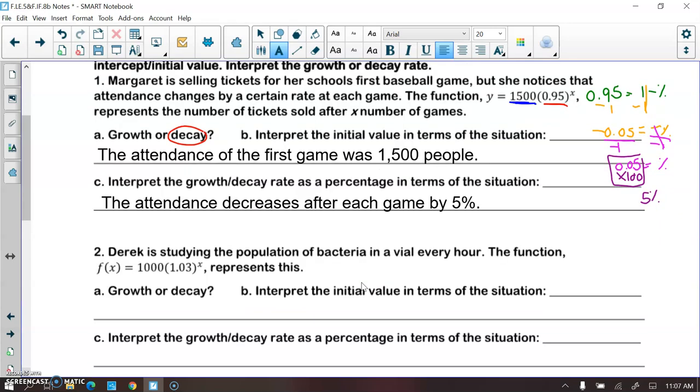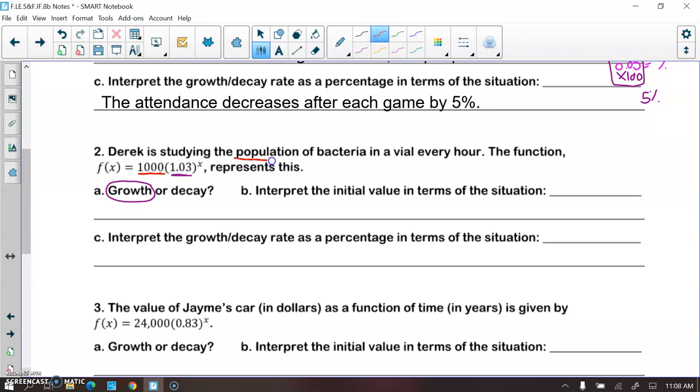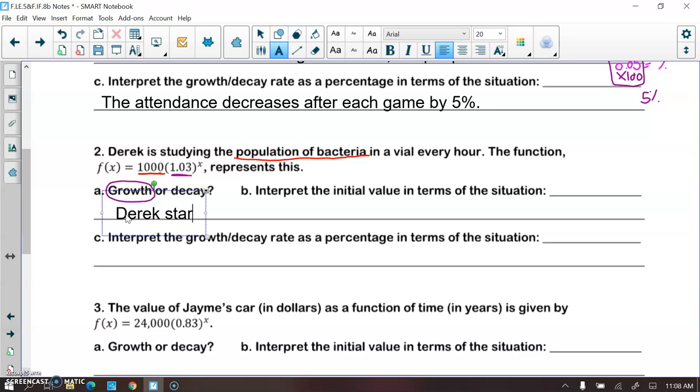Okay, so moving on to number 2, is this growth or decay? Derek is studying the population of bacteria in a vial every hour. The function is f of x is equal to 1,000 times 1.03 to the x power. Since my b value is greater than 1, this is growth. Interpret the initial value in terms of the situation. My initial value is 1,000. Since he's studying the population of bacteria, what that means is that Derek started with 1,000 bacteria in the vial.